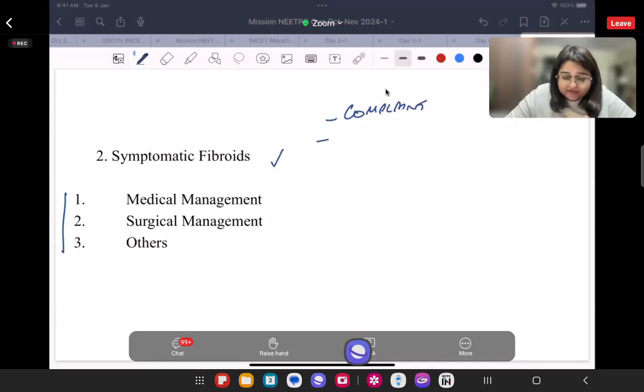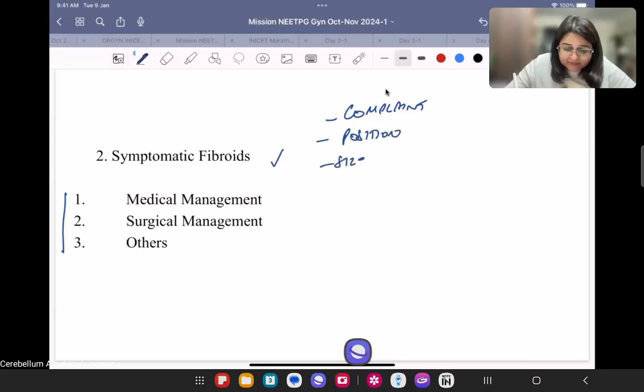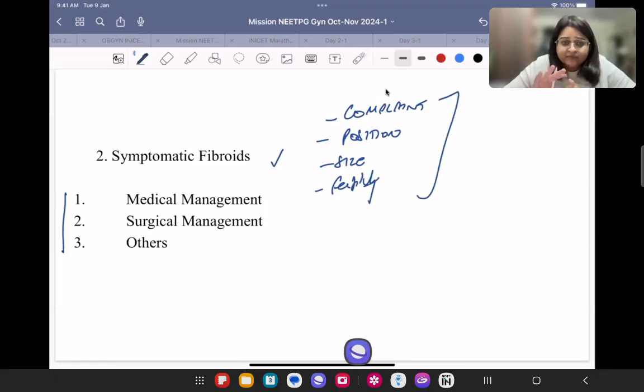The position of the fibroid, the size, and her fertility, whether she wants pregnancy or not, all of these determine the type of management. So a lot of things determine the type of management. Okay, the Wi-Fi is there, but it's not working. I don't know why. So medical management, surgical management and others.